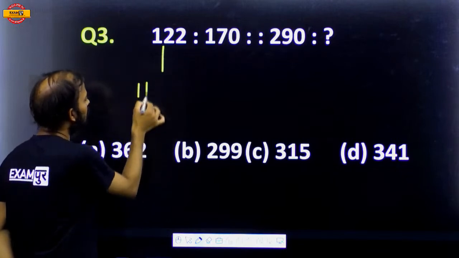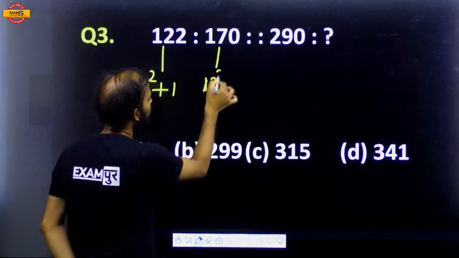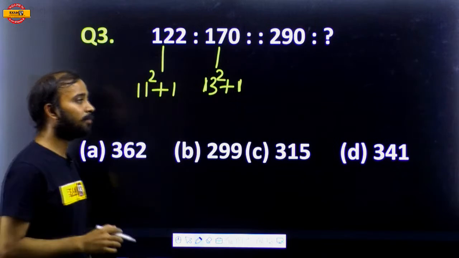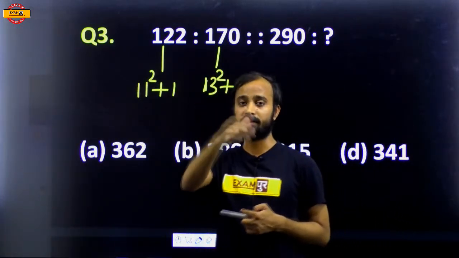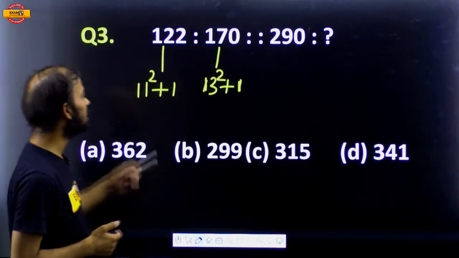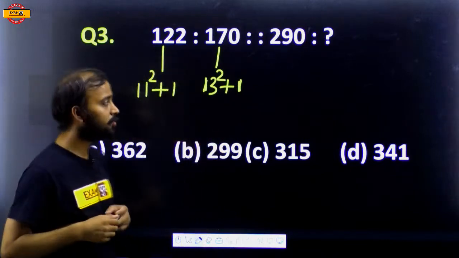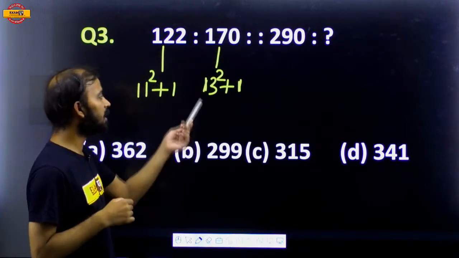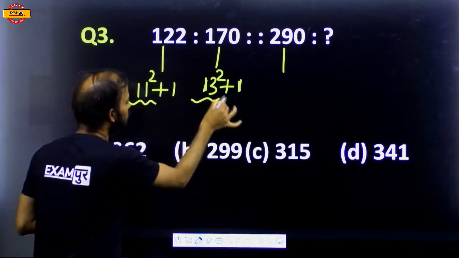122 is what? 11 square plus 1. And 170 is what? 13 square plus 1. Whenever 170 comes to your mind, relate the square number 13 square nearby 170. And 122 is nearer to 11 square plus 1, because 11 square is what? 121. 13 square is 169.